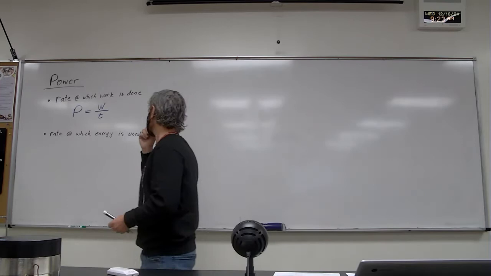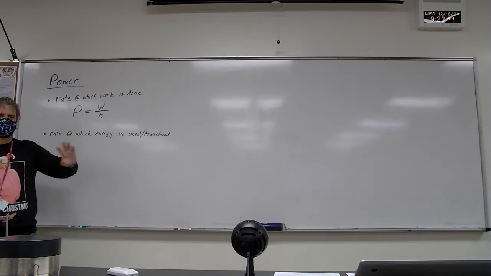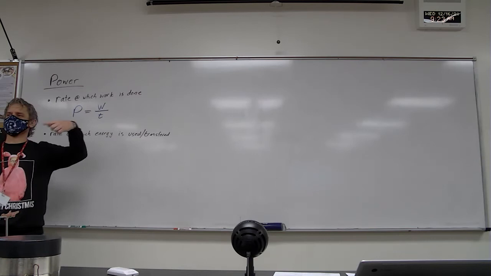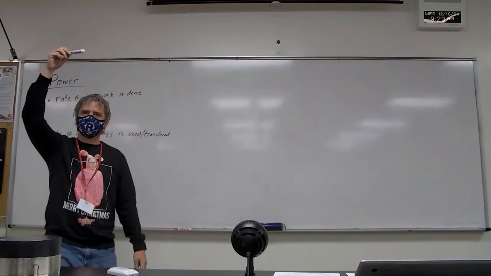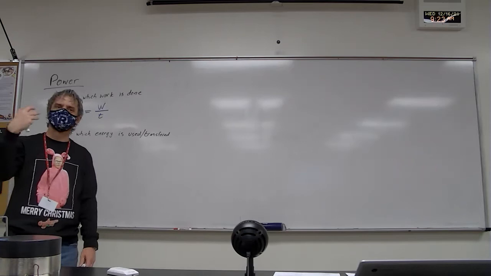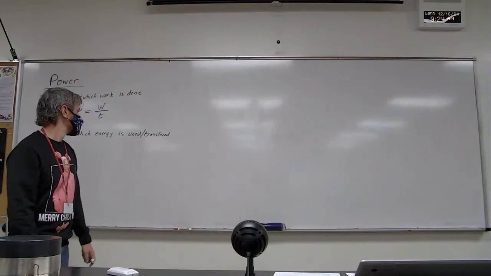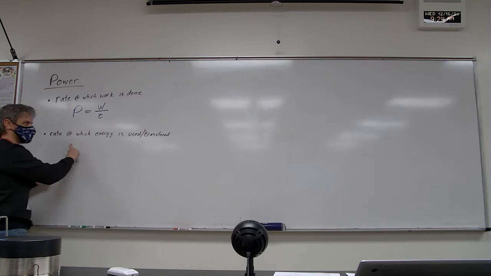So you can do work on an object and get its energy to change, or you can just transfer it from one type of energy to another. As an object falls, energy is transferred from gravitational potential energy to kinetic energy in response to the force of gravity doing work. The rate at which that energy is transferred is just power. Same thing. So the way it's written on the formula sheet kind of emphasizes this definition. It's really the same definition, but it's written like this.